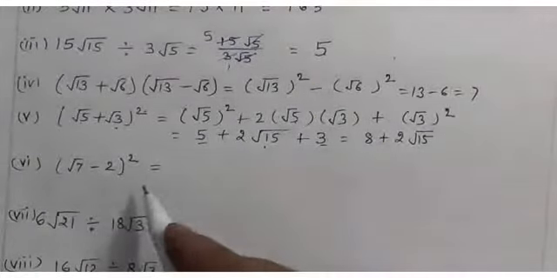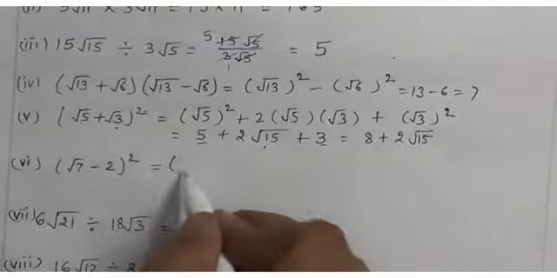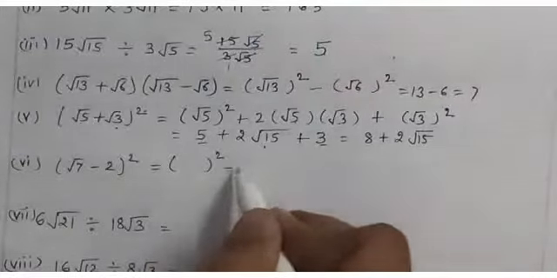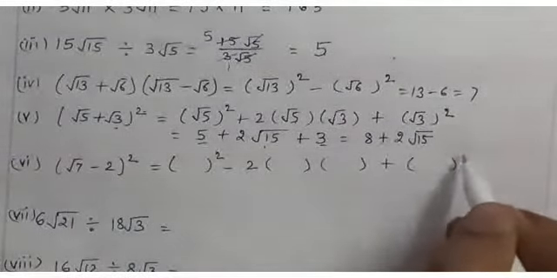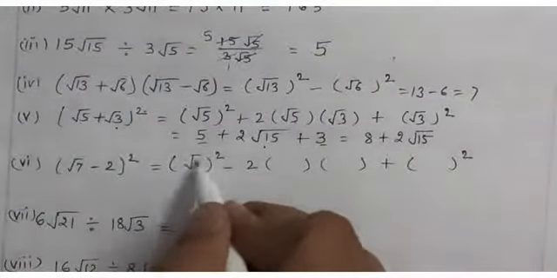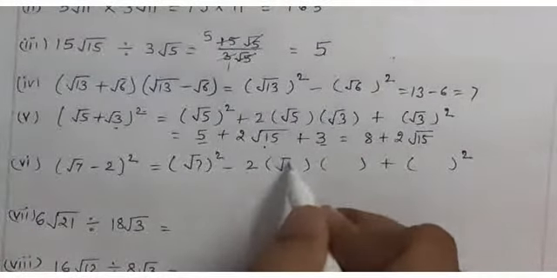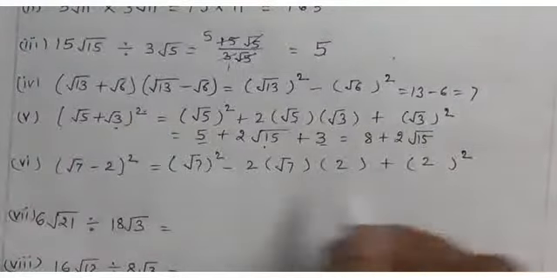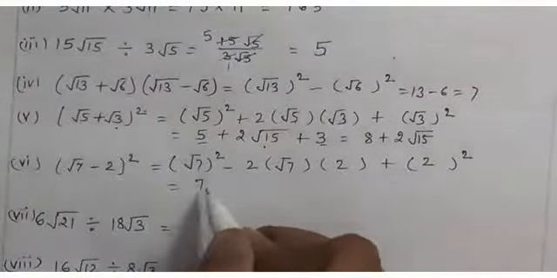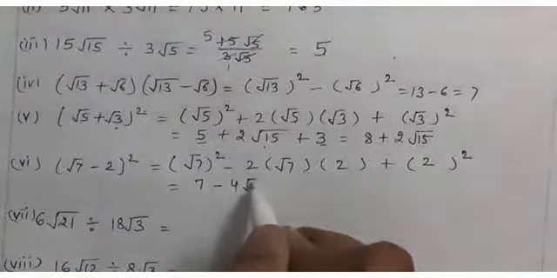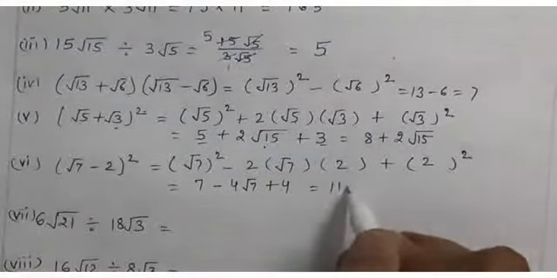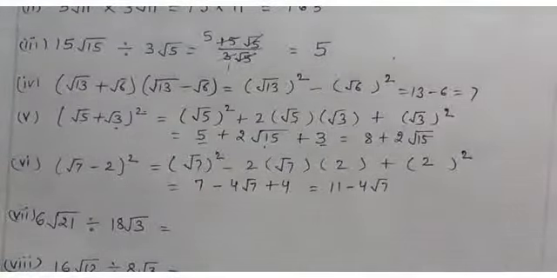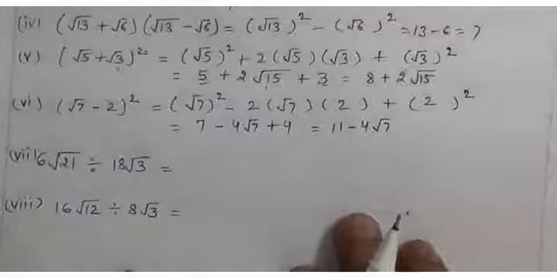Next. Root 7 minus 2, it is. So A minus B whole square looks like A square minus 2AB plus B square. So A square minus 2AB like this plus B square. So root 7 square is 7 minus 4 root 7 plus 4. 7 plus 4 is what? 11 minus 4 root 7. This is the way to get it. Okay. Now next two questions.